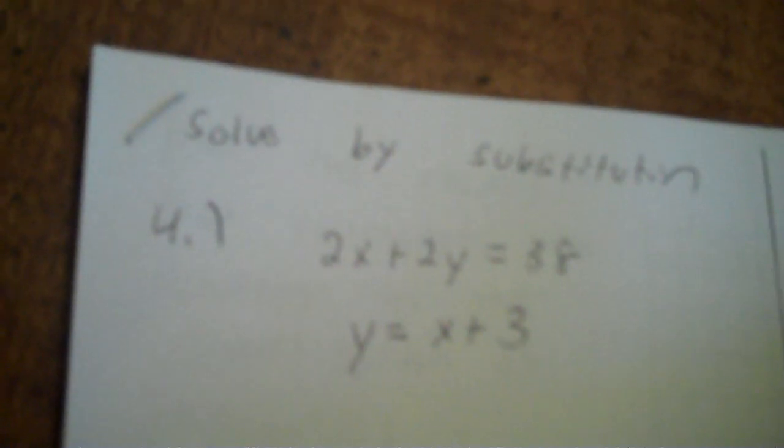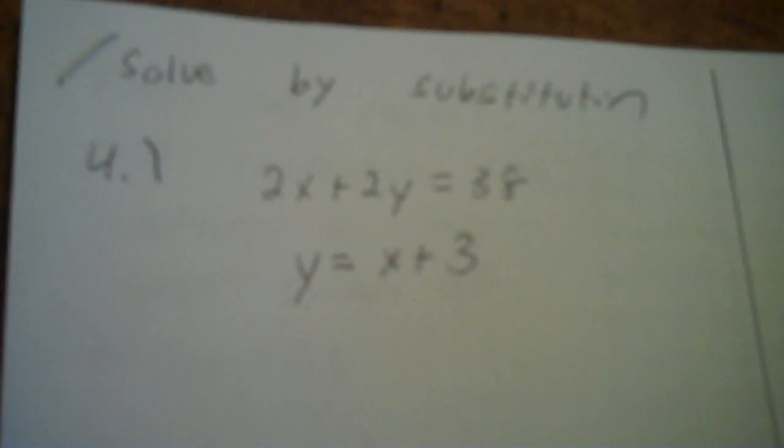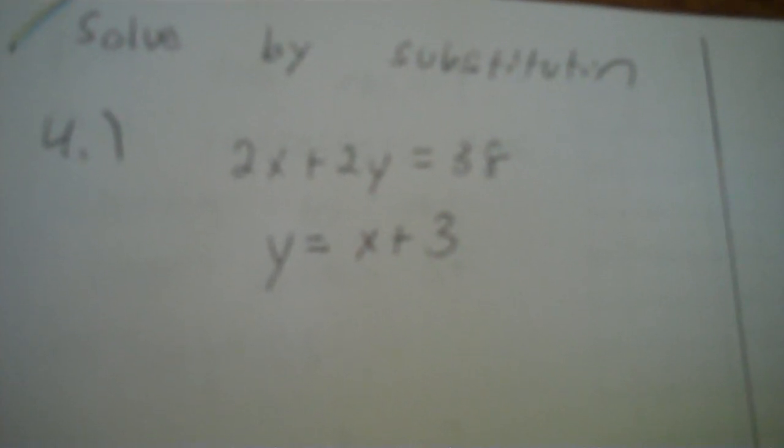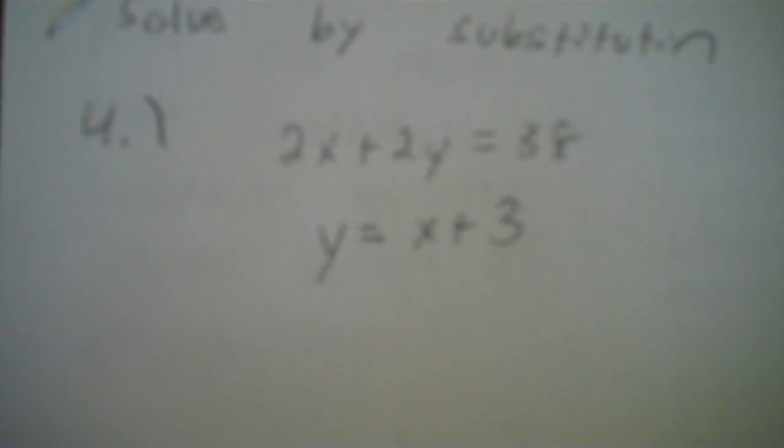Okay, next problem. Solve by substitution. Substitution means you find a base variable. 2x plus 2y equals 38, and y equals x plus 3. So there's two answers for x, y.